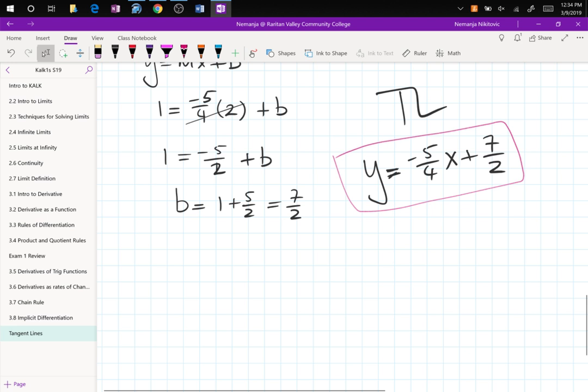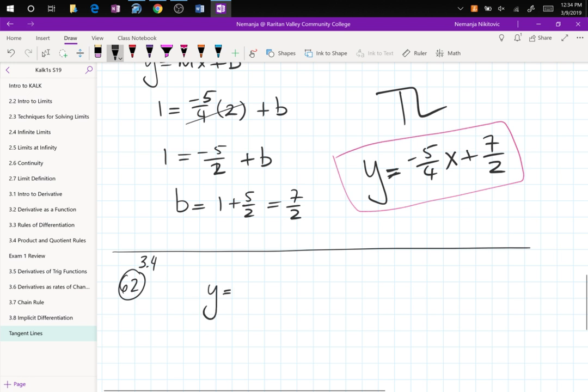So what do we do? 62 or 64? 62? 62. This is in section 3.4. So the function is y equals 2x squared divided by 3x minus 1. And the point they are giving us is at x equals 1. What's the tangent line?